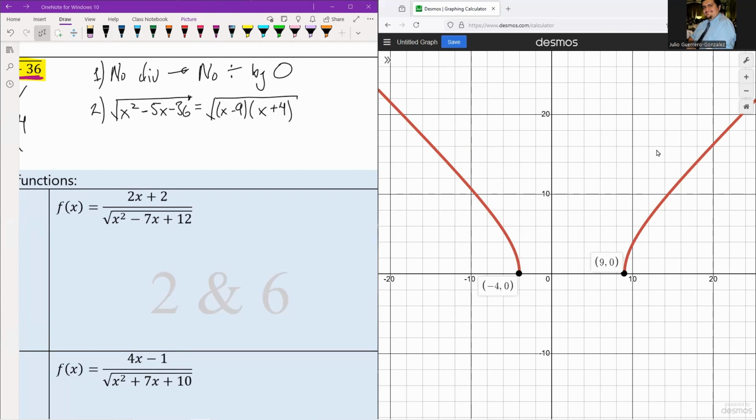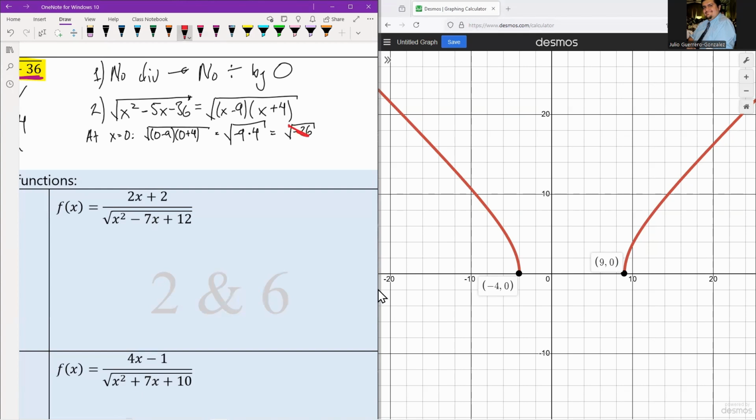Okay, and I want to show you guys something really quick. Let me show you what happens at exactly x equals 0. At x equals 0, you guys will see something here. I'm going to do the square root of 0 minus 9 times 0 plus 4, which is equal to the square root of -9 times 4, which is the square root of -36. Okay?